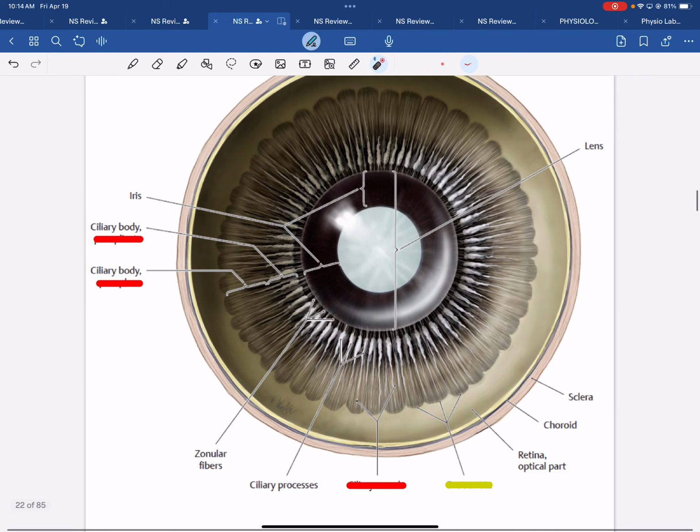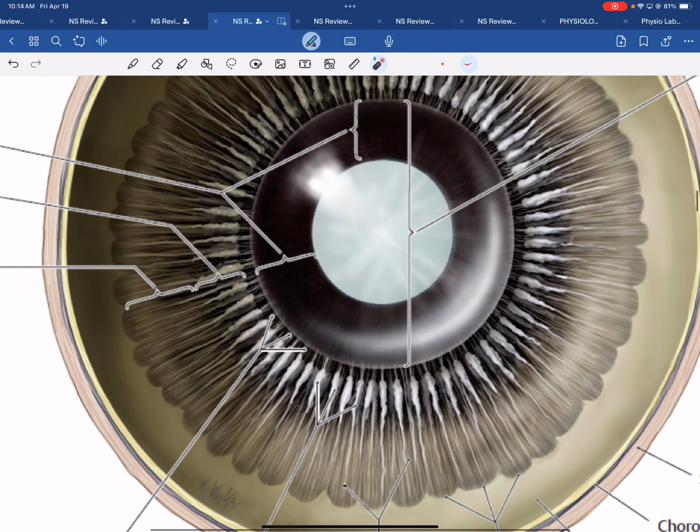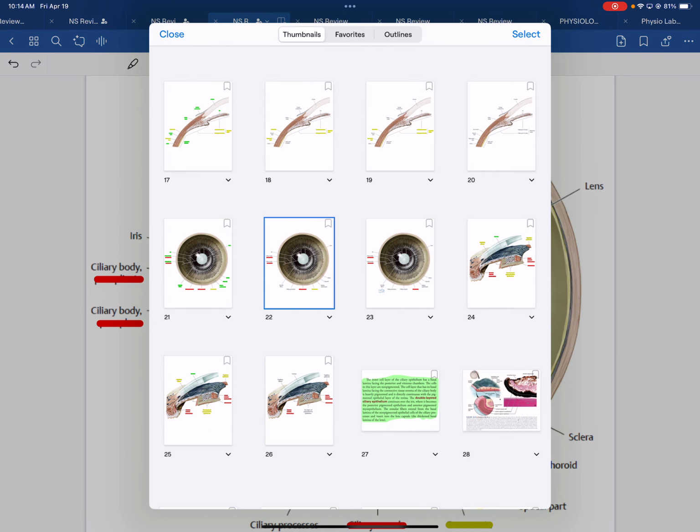Okay, good. Yeah, there's one model in the lab that looks just like this, except it doesn't show the suspensory ligaments, but it looks exactly like this, right? Okay.